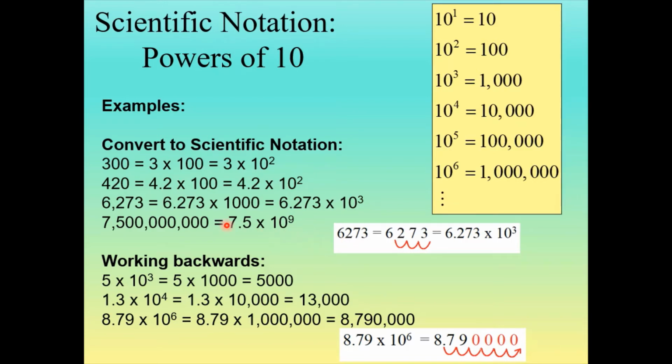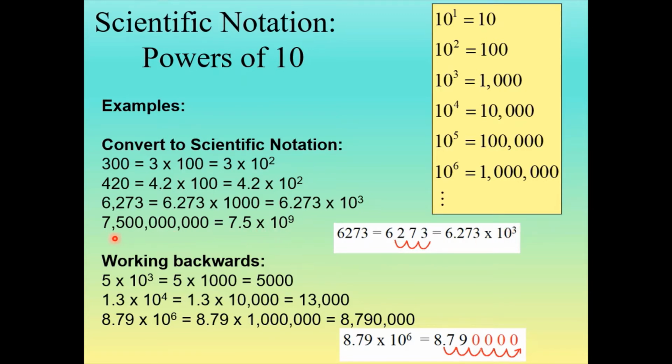Another way to think of this, if we go back to this number here, 6,273, one thing we can do is, remember, we're going to put the decimal point after the 6. We always put it after the first digit, and then we just count how many places we have to go over. So we count 1, 2, 3 to get to the end of the number, and that tells us that it's 10 to the third power.